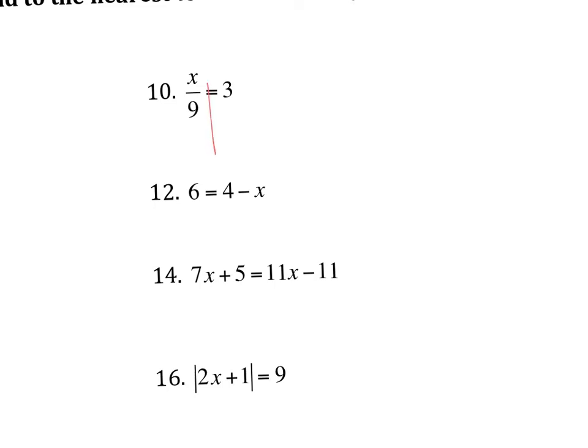Number 10, also looking to do the opposite. Well, what's the opposite of divide by 9? The opposite of divide by 9 is to multiply by 9. That cancels out. I get x equals 27.